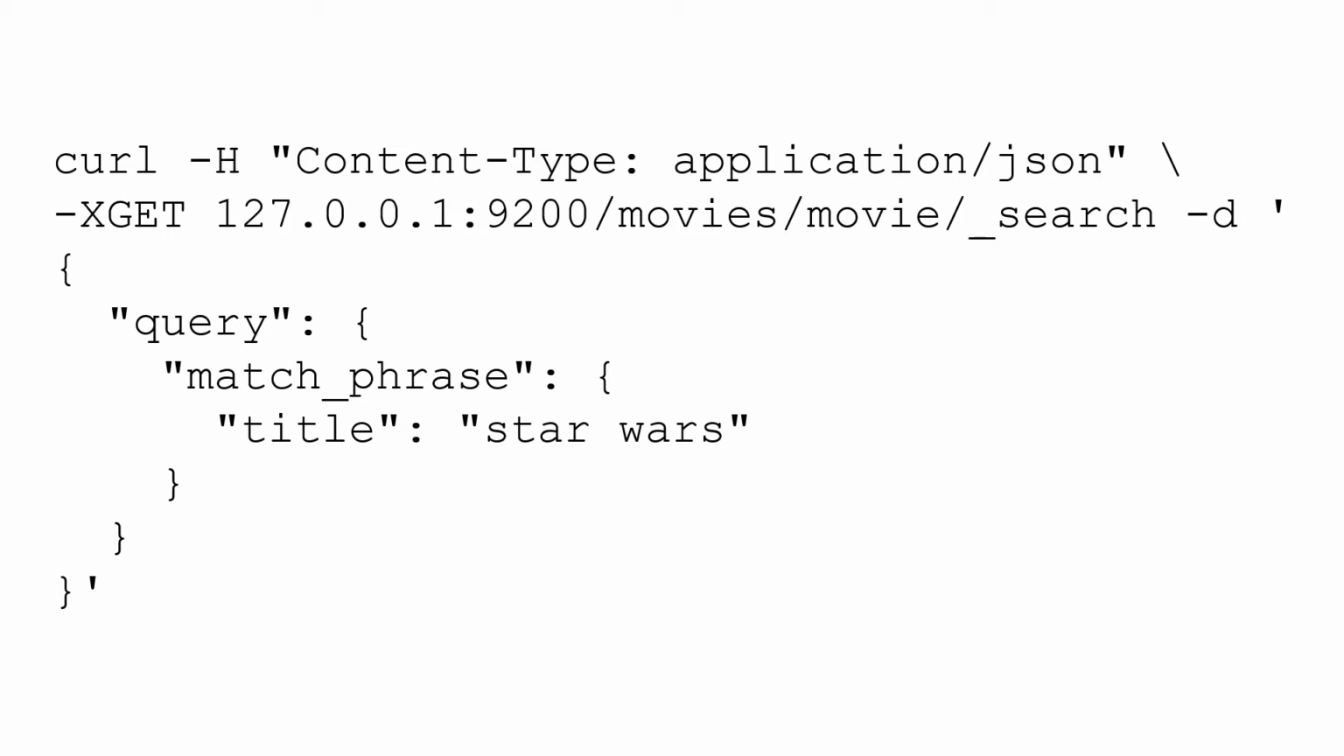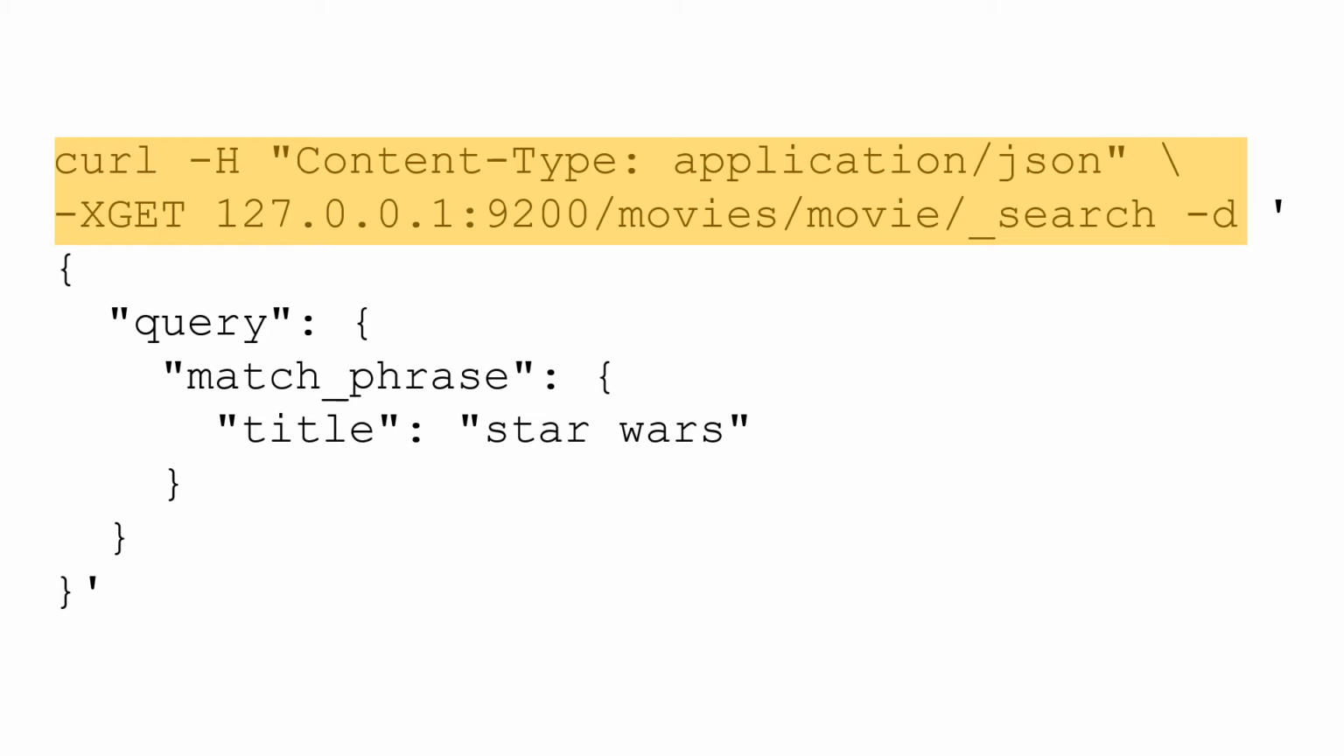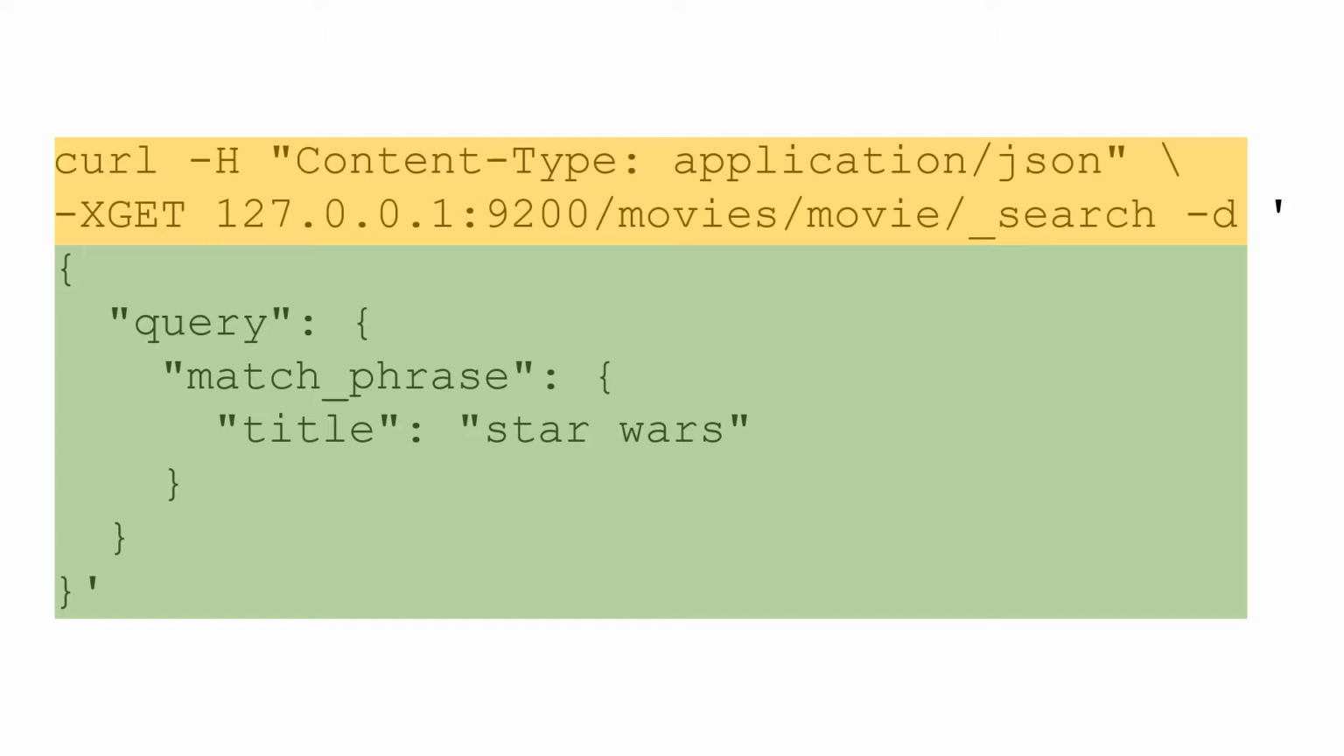So here we use the curl command to talk to the REST API, which is basically a website, but in command line form, to explain it in a short way. And we say, hey, we would like to see the movies index. What we would like to search is movies with Star Wars in the title. It has to match the phrase, and that's what it says here. And when you do that, you get a couple of Star Wars films.